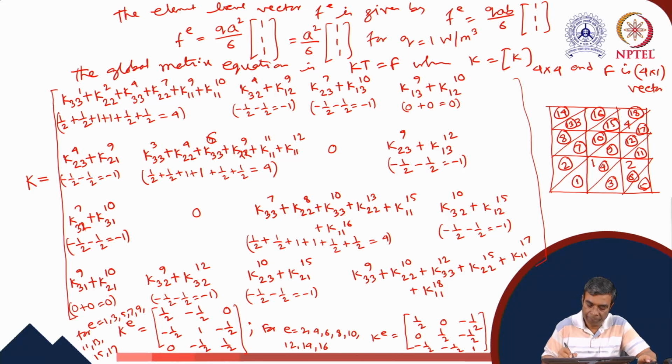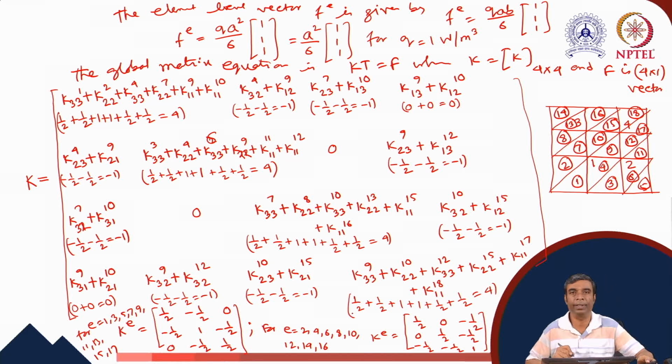So let us calculate it. K339 equals half, plus K2210, this is also half, plus K3312, this is 1, plus K2215, this is 1, plus K1117, this is half, and the final term is K1118, this is also half. By adding all this, we get 4. So we have constructed the global stiffness matrix.